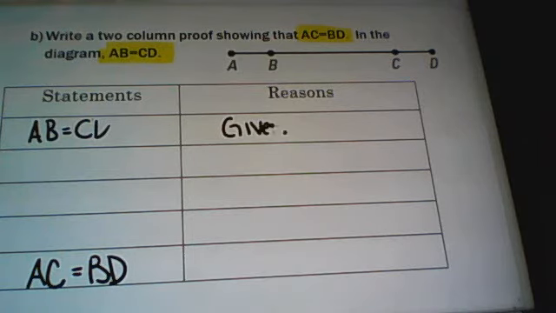It also tells you that in the diagram, it's given that AB is equal to CD. Now, if you just listened, AB is equal to CD. It was given to us. So you're going to put that as our given. So we're going to go ahead and write our reason as given.